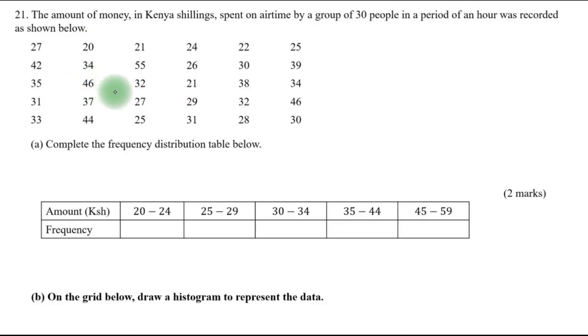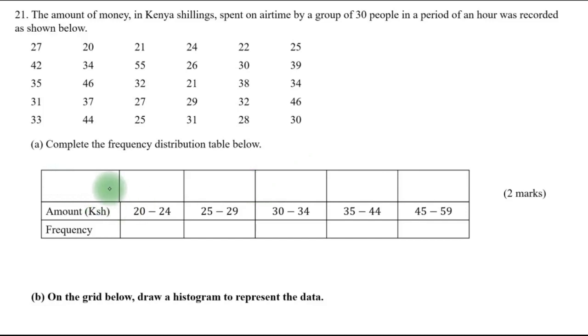Since this is a raw data, we need actually to group them, and in that case we need to make a row for tally. And if we have to make a row for tally such that when we strike a figure, we put the stroke here so that it makes our work here easier and you don't get confused. So we start with the 27, so belongs to this point here. Then we have 42 belongs here. 35 belongs here. 31 belongs here. 33 belongs here.